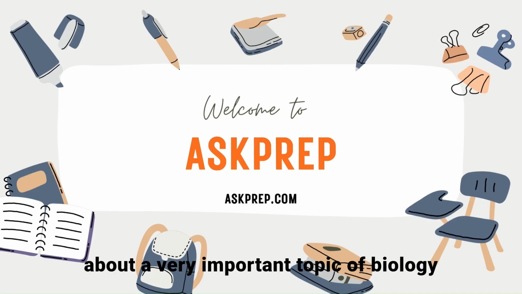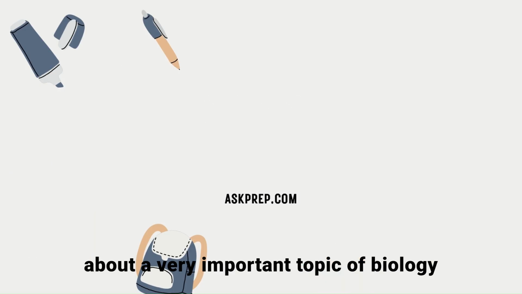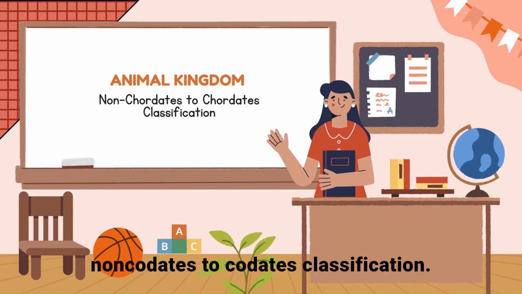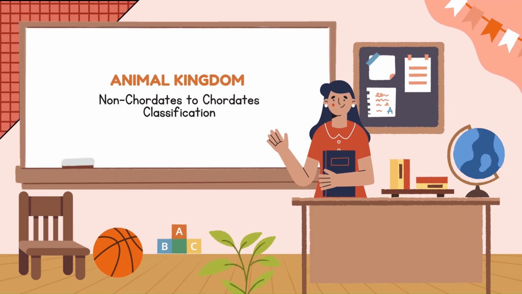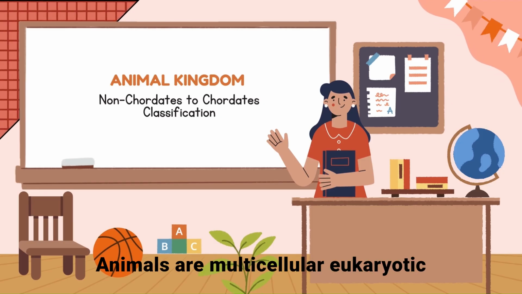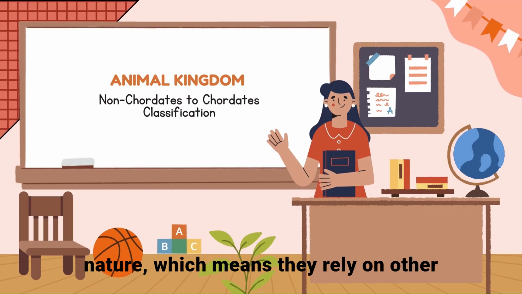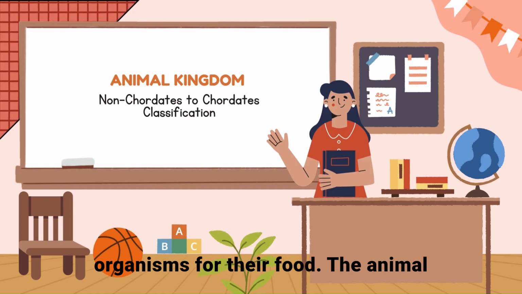Today we will study a very important topic of biology, which is Animal Kingdom, Non-Chordates to Chordates classification. Animals are multicellular, eukaryotic organisms that are heterotrophic by nature, which means they rely on other organisms for their food.